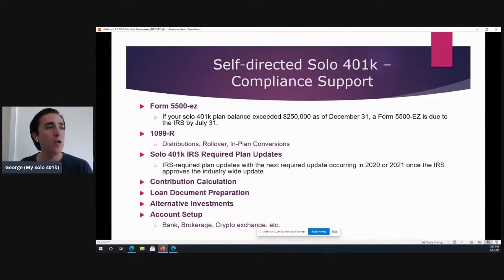Solo 401k IRS-required plan updates. So there's a major update. At this point, it's probably going to be in 2021. That's going to be coming up here. You also have more minor updates. So all of those plan updates, we handle those as part of our service. There's no additional charge for that. I know that some companies out there do try to charge for the major updates. It's almost like you're paying again for the plan, whereas we don't have that structure. We never have. So that is very important to keep the plan in compliance.